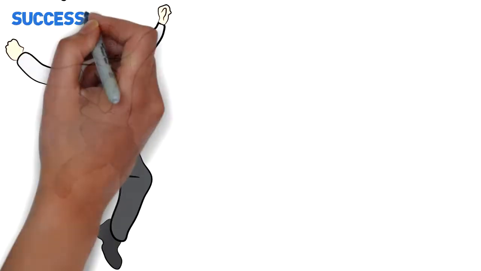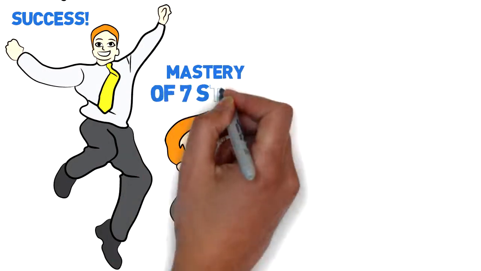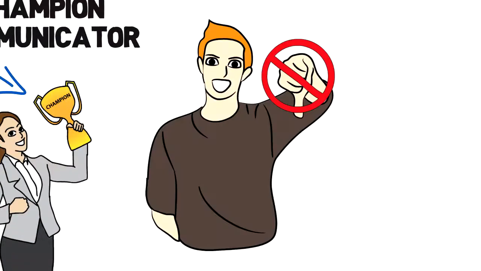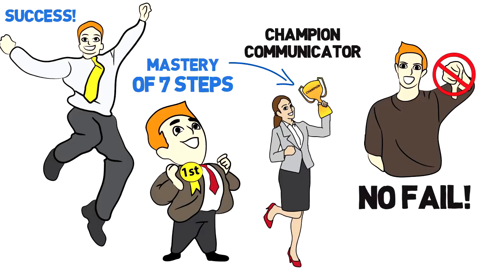This is an overview of the process of connection, and it's an important skill, and mastery of these 7 steps will turn you into a champion communicator and give you a no-fail process that works every time. This is the end of the overview of the process of connection.